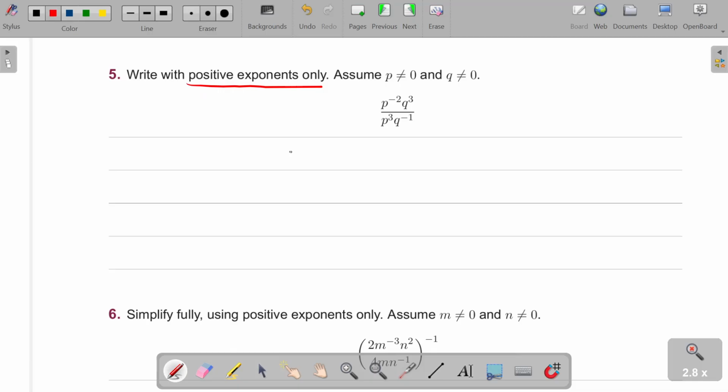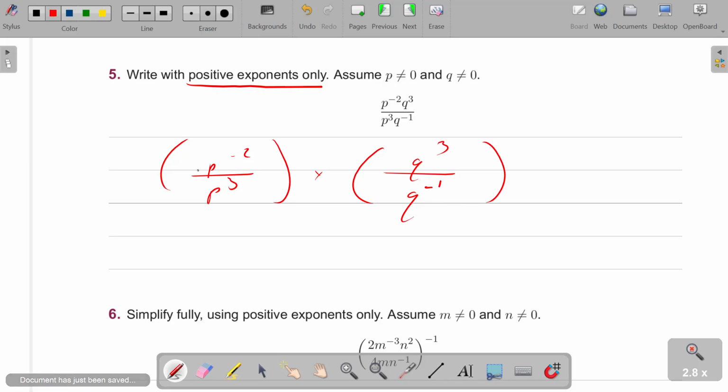First of all, though, let me apply my rules. Just to keep things nice and simple and easy for me, I'll separate them so I can work with them separately. You don't need to, but just for my case and for my eyes, I'm going to do so. So that gives me the following. Now this is p to the power of negative 2 divided by p to the power of positive 3. When I divide, remember we subtract the exponents, which means this becomes p to the power of negative 2 minus 3, and then multiplied by q to the power of 3 minus negative 1.